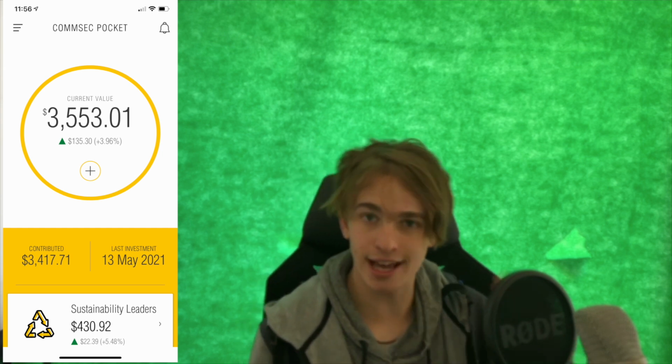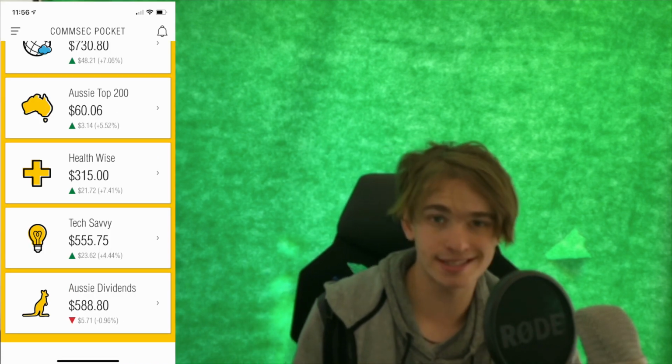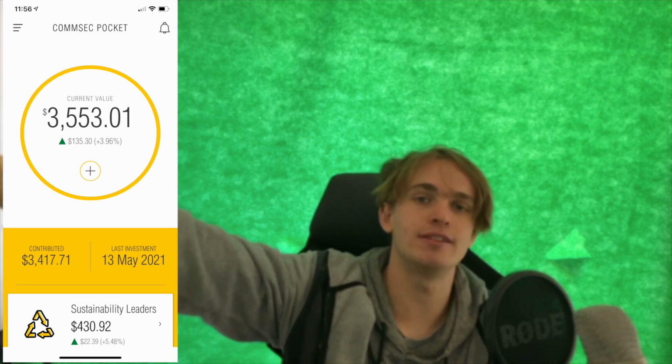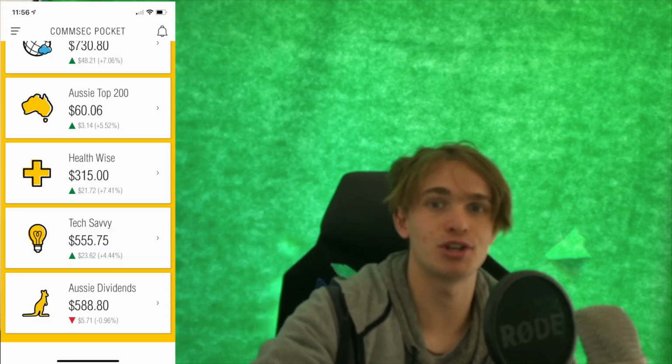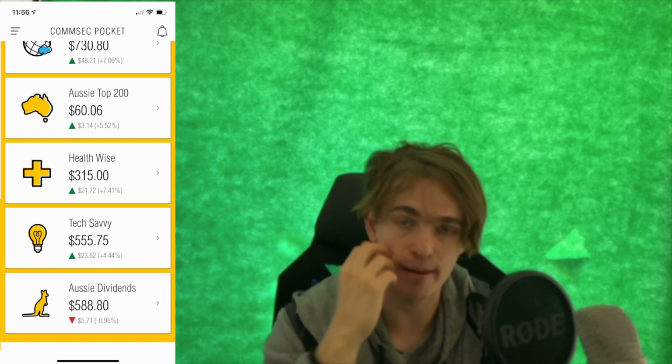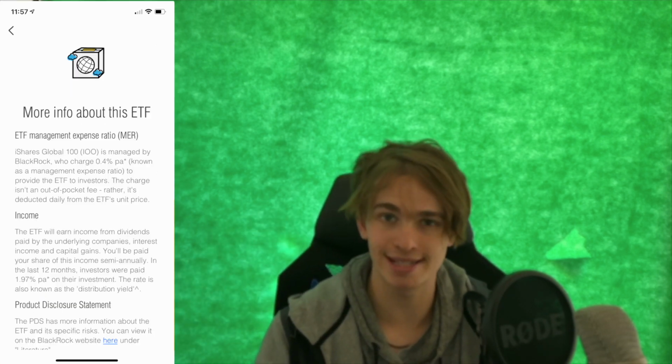So the CommSec Pocket app looks like this, as you can see on screen. It's a super simple, easy interface to use. I like how it just has the amount of money that you've invested, and then it has how much you're up, how much you're down, and then you can scroll down and see how much money you have in each individual ETF.